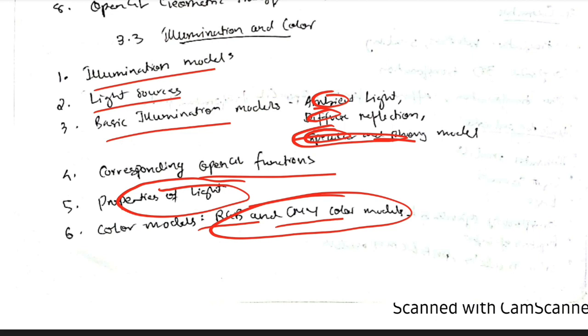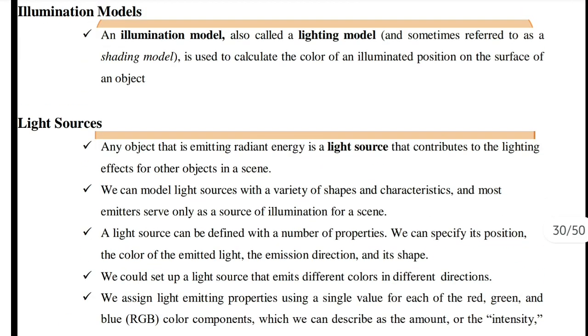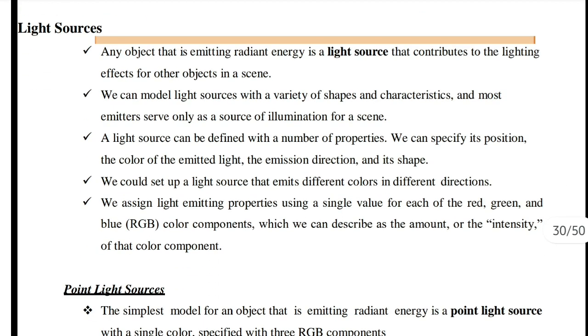So let's get started with the first topic, which is illumination models. An illumination model is also called a lighting model. Illumination means lighting, brightening, coloring it. The model used for doing that activity is known as the illumination model. If they ask you about the illumination model, you have to mention the same thing: a model used to illuminate the objects.